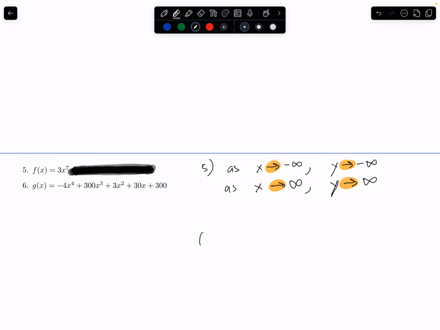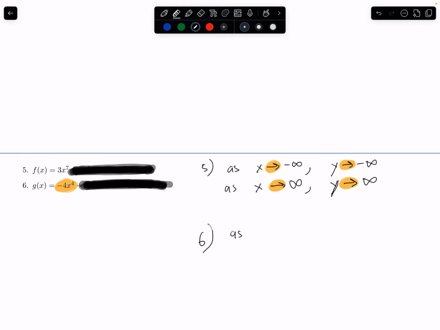Okay, I think I can just do 6 right here. I can fit it in. Actually, it's really easy, same procedure. First thing I'm going to note, the highest power is 4, x to the 4th. So ignore all the other terms. I don't need them. I'm only going to zero in on this leading term, negative 4x to the 4th.